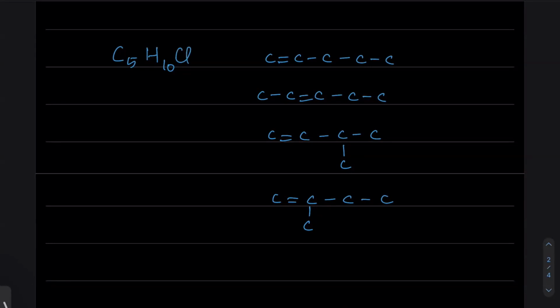Let's change this to just C10H10Cl2. And now you will see that the number of isomers that you can get explodes.